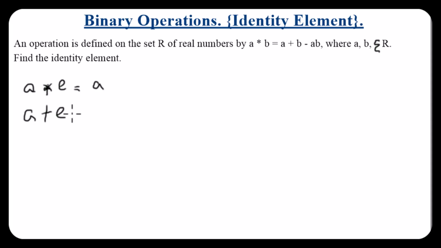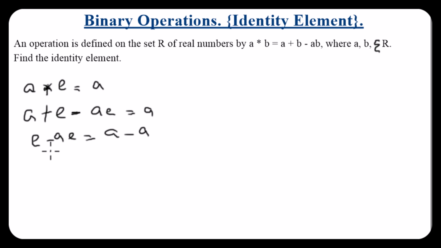So A plus E minus AE, and then I have to equate it to be equal to A, because A star E must always be equal to A, the identity element. All right, so from this, I will take A to the other side. Taking A to the other side, this becomes A minus AE is equal to A minus A.